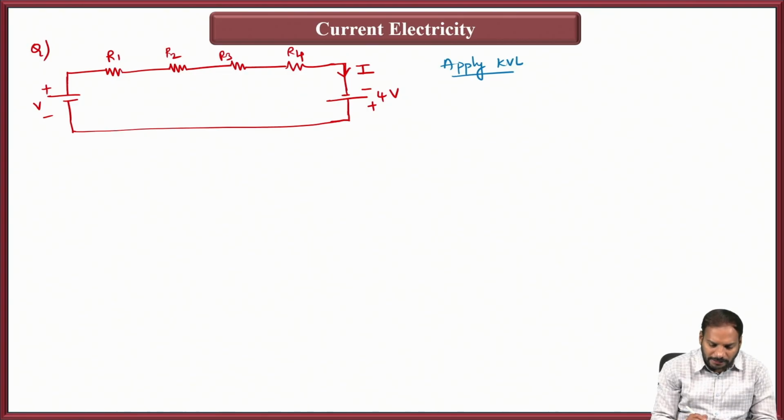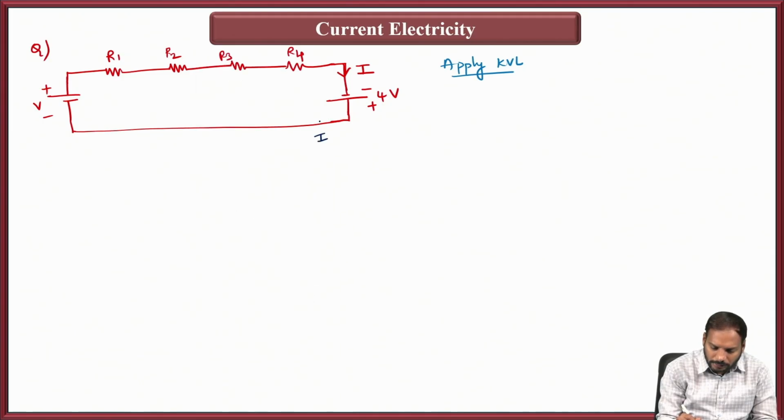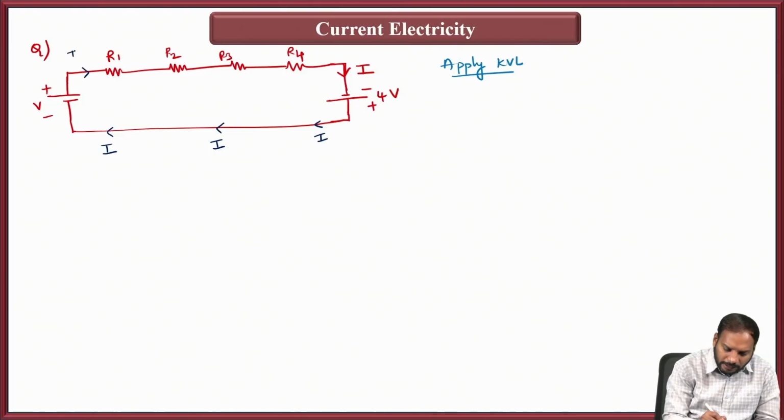To understand this, the current flowing through this is the current entering the negative terminal of the 4 volts battery. That is the current I. If you observe closely, the current coming out of the battery is the same. Here also the same current, here also the same current.